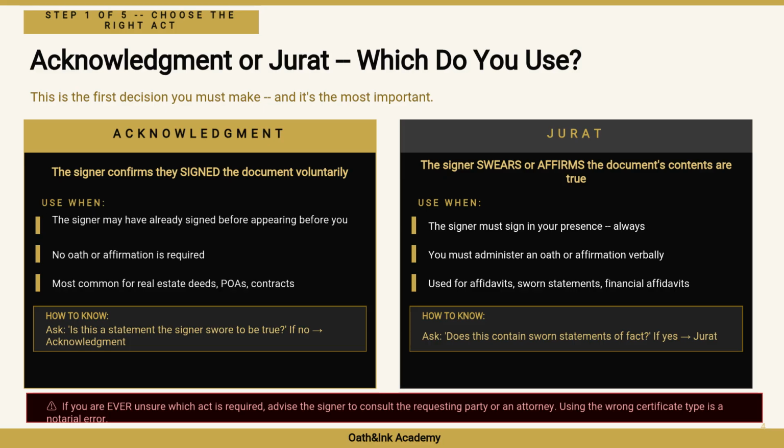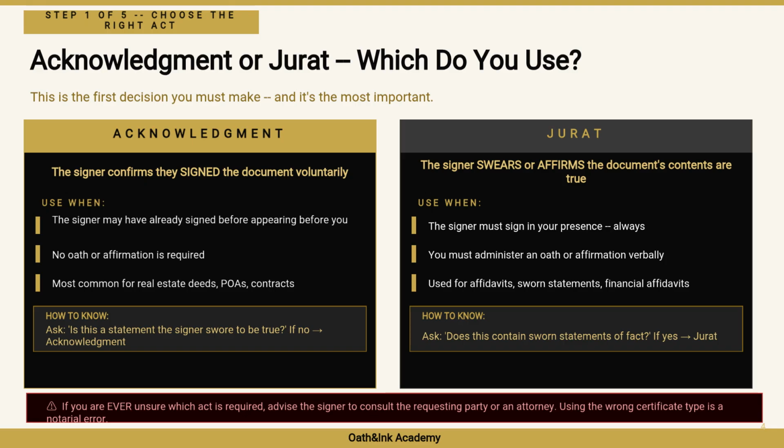First, let's talk about an acknowledgment. This is used when the signer is simply confirming that they signed the document voluntarily. Here's the key. With an acknowledgment, the signer may have already signed the document before they appear before you. You're not witnessing the signature, you're verifying their identity and confirming they acknowledge their signature. Real estate deeds, powers of attorney, and most contracts use acknowledgments.